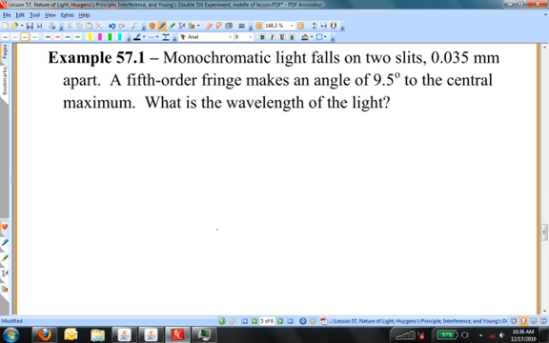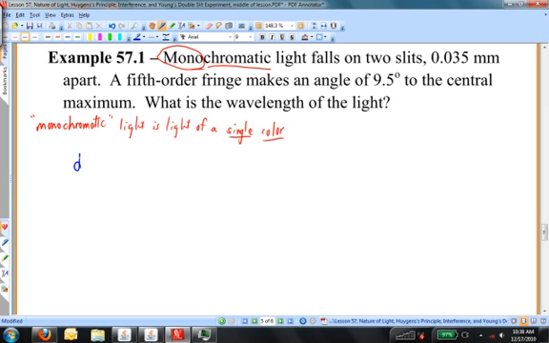Example 57.1 says this: monochromatic light falls on two slits 0.035 millimeters apart. A fifth order fringe makes an angle of 9.5 degrees to the central maximum. What is the wavelength of the light? Let's remark here on the meaning of the term monochromatic: mono means single and chromatic means color. So we're talking about light that is essentially of a single color, say the light from a ruby laser that is red. It has essentially one wavelength to it.